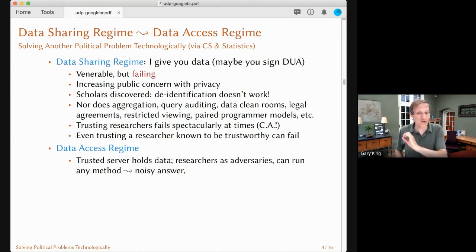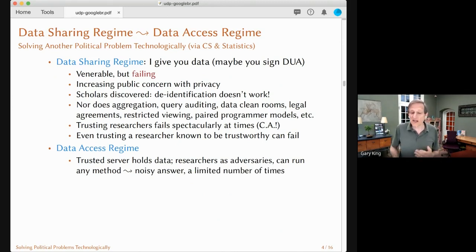The researchers can run any statistical method they want. That's really important, okay? Otherwise, we don't have them on board either. So we have to enable them to do whatever they want. And they get an answer that is more uncertain than it would be otherwise, but still has good statistical properties. That's the idea. So a noisy answer.